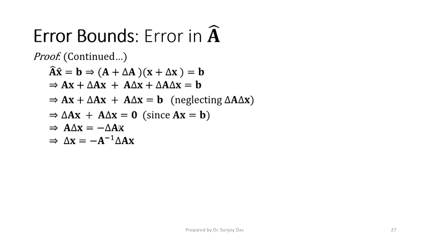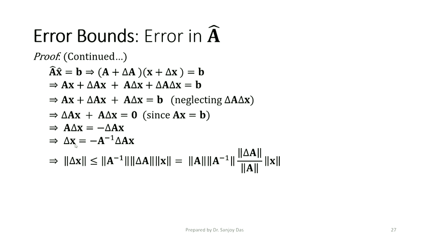Why didn't I write delta A inverse? Well, to begin with, that won't be the proof. We won't get at the proof, but delta A might be singular. Hence, now I take the norms on both sides. So, norm of delta X is less than or equal to, by the Cauchy-Schwarz inequality, norm of A inverse times the norm of delta A times the norm of X.